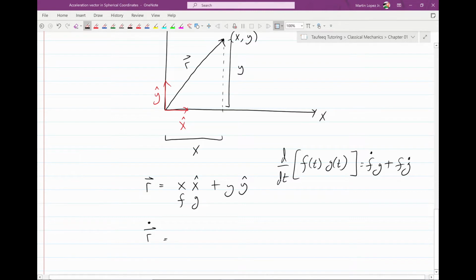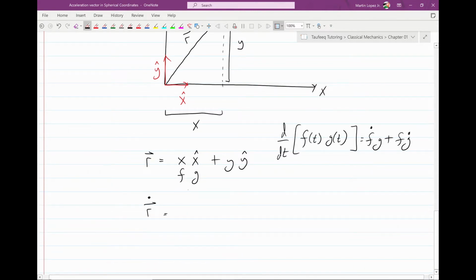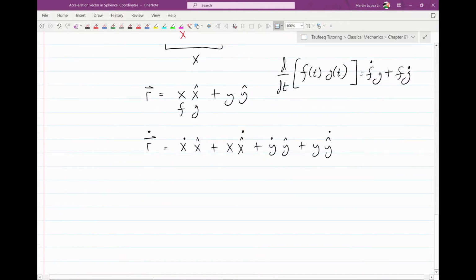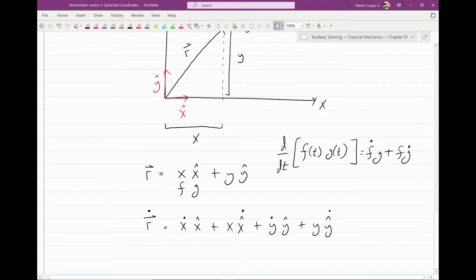And we can apply this definition, this product rule, to the first term. So we have x dot x hat plus x x hat dot plus y dot y hat plus y y hat dot. Great. Now we would like to simplify this or cancel any terms if we want to. x can be a function of time. x is just how far you've gone on the x-axis in any direction.